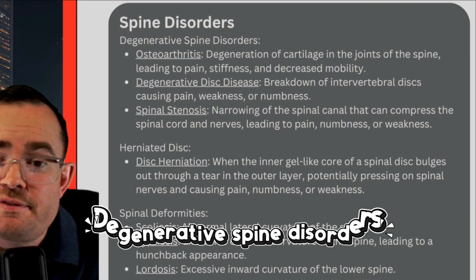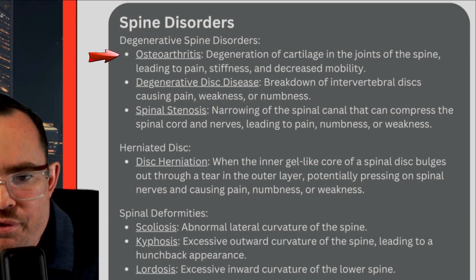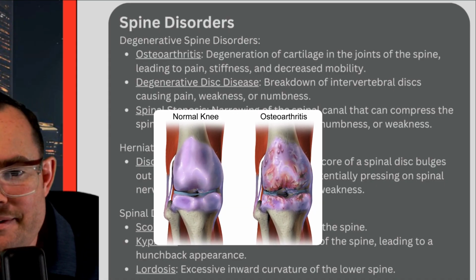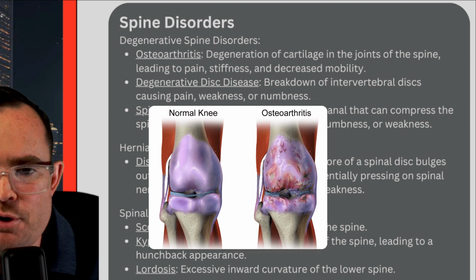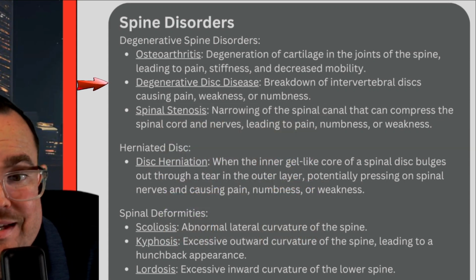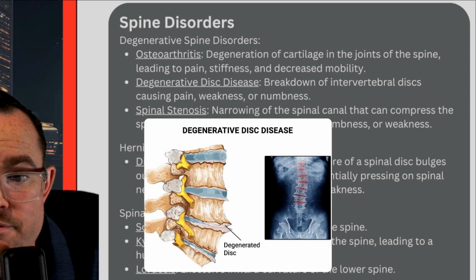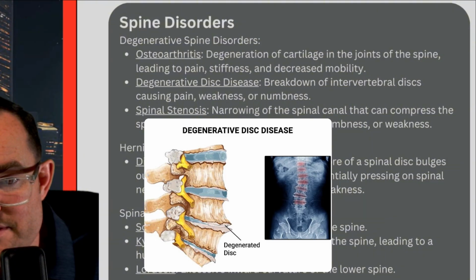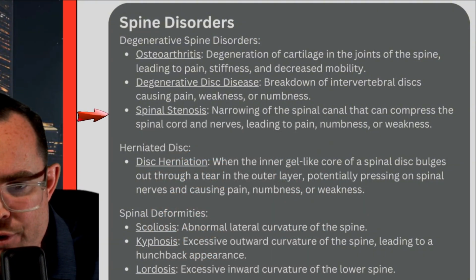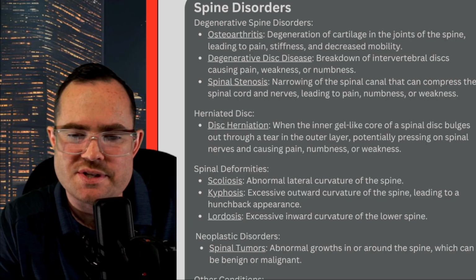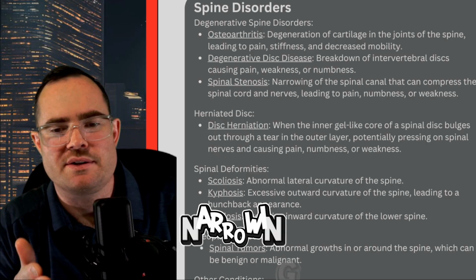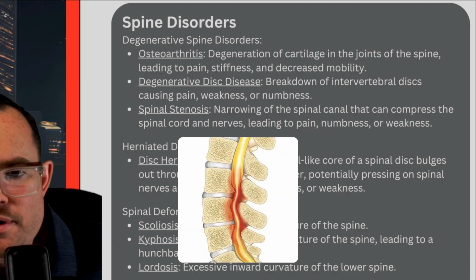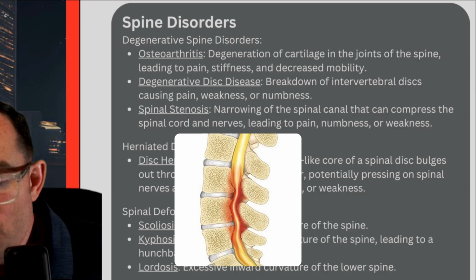It says degenerative spine disorders, starting off with osteoarthritis, a degeneration of cartilage in the joints of the spine, leading to pain, stiffness, and a decrease in mobility. Next, degenerative disc disease, a breakdown of the intervertebral discs causing pain, weakness, and or numbness. Last one there is spinal stenosis. Whenever you see that word stenosis, it's in a lot of different things. It means a narrowing, okay? Narrowing of the spinal canal that can compress the spinal cord and nerves, leading to pain, numbness, or weakness.